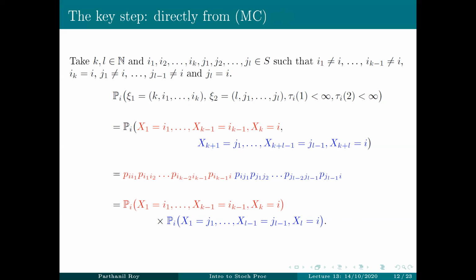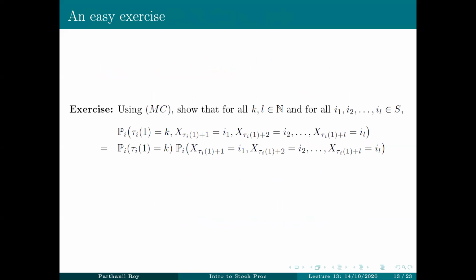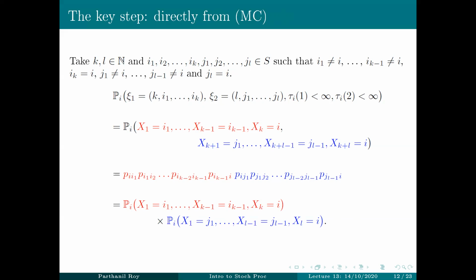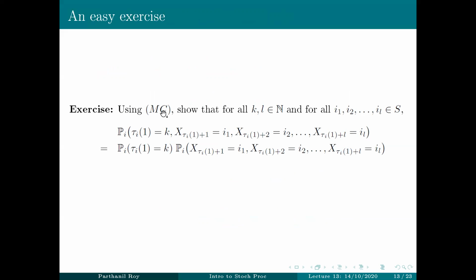Okay. So now I'll first give you an exercise. Using MC, or you can also use the Markov property, show the following. Show that for all positive integers k, l, and for all states i1 up to i_l in S, the joint probability of the first return time equal to k, and then right after that, the Markov chain is at i1, i2, all the way up to i_l.